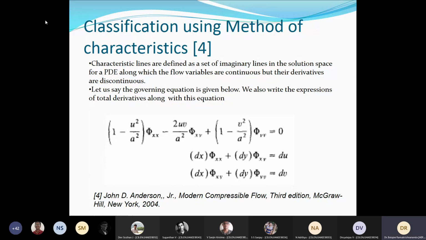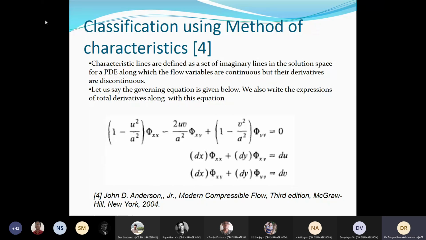There are lines, and every point in this line, suppose you can draw a line, and if you go along the line, the flow variables are continuous, but their derivatives are discontinuous.